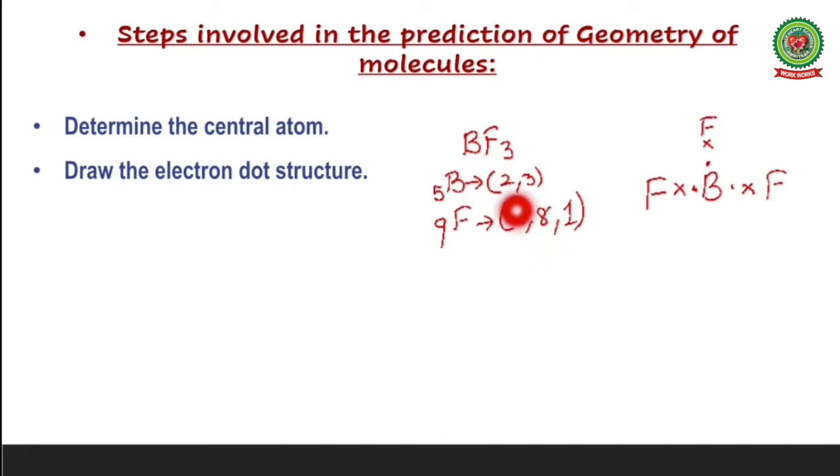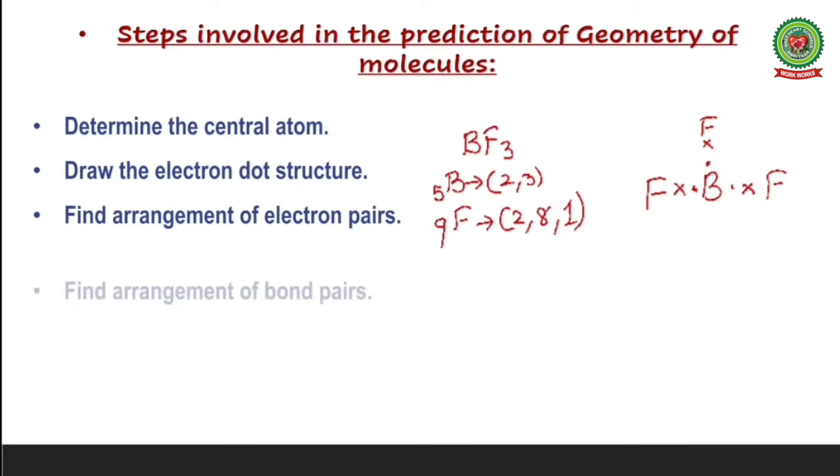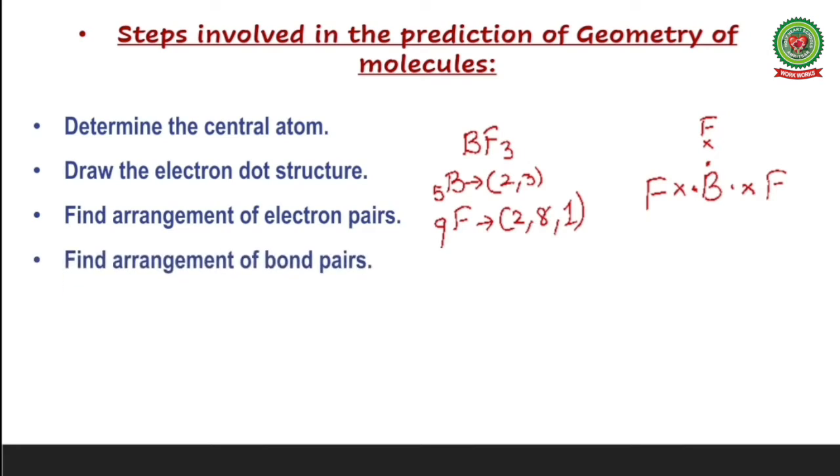We have to write the electronic configuration of both boron and fluorine. And when we write the valence electrons of boron and then of fluorine, there are a total of 3 bond pairs present in the structure BF3. Next, we have to find the arrangement of electron pairs. Then find the arrangement of bond pairs, as we have already discussed that in the structure BF3 there are 3 bond pairs.